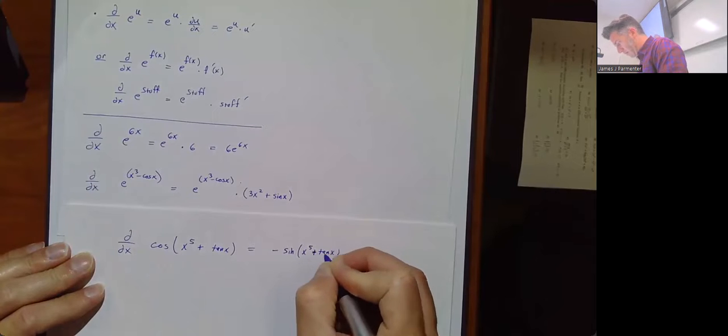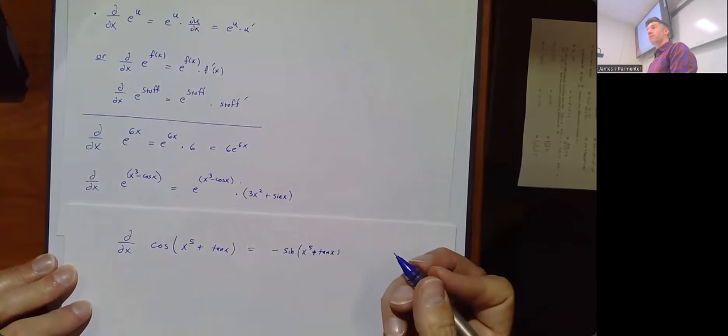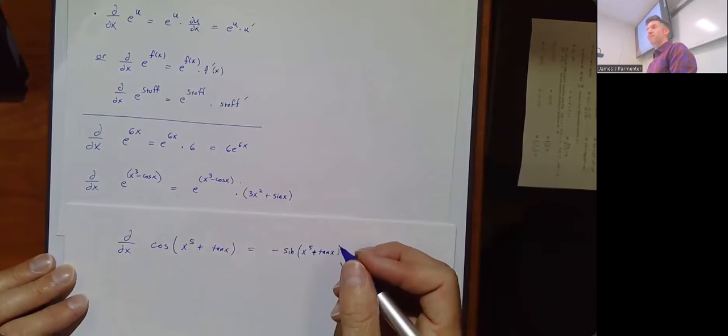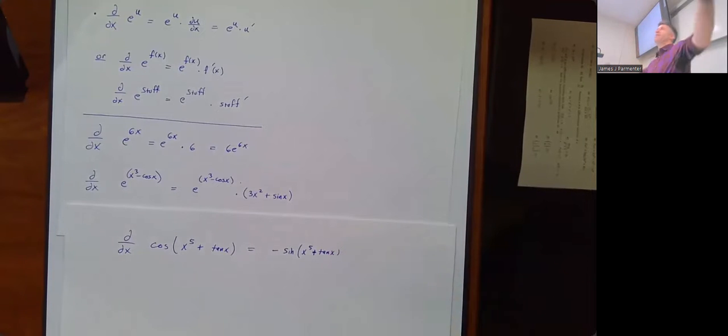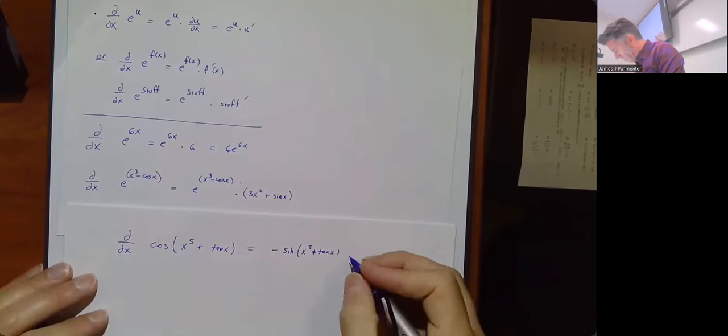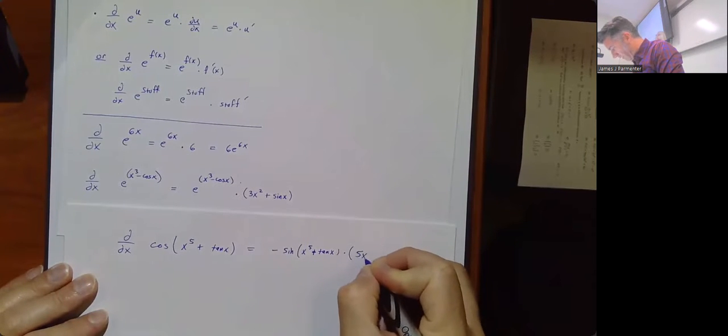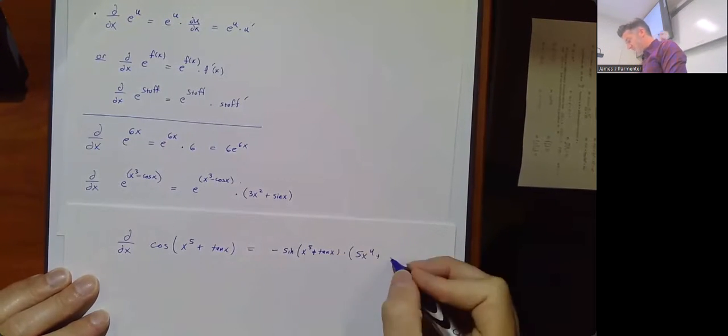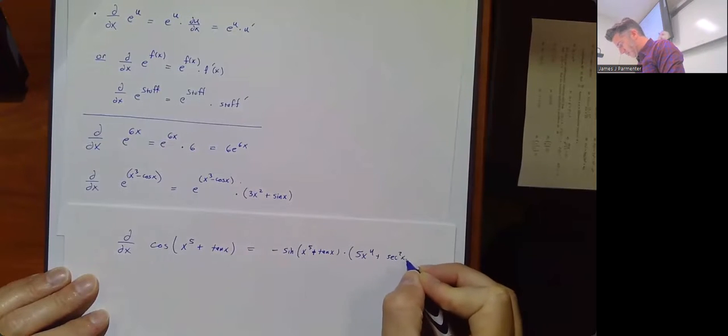And of course, I've said the magic word, stuff. So what do we have to multiply by? It's all right. It's always the same. It's always the derivative of the stuff. Always. So it's going to be times 5x to the 4th plus the derivative of tangent, which is secant squared x.